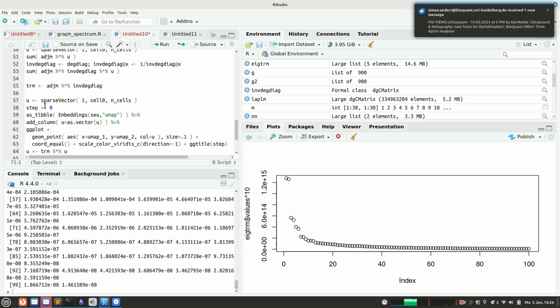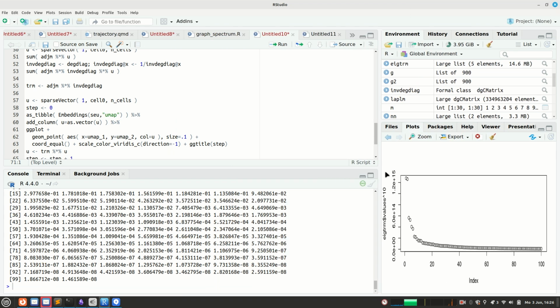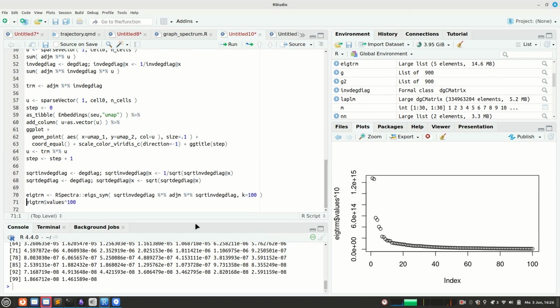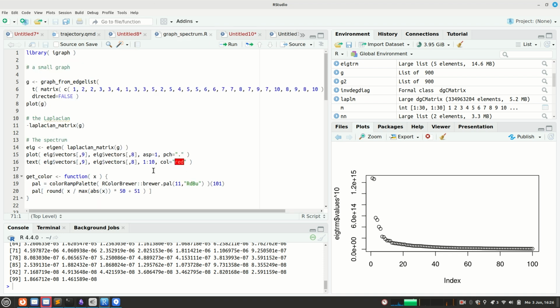So let's see if that thing now switches on. Graph spectrum, here we go.